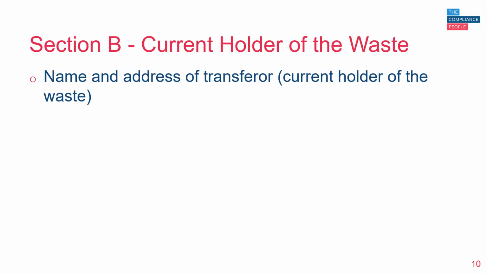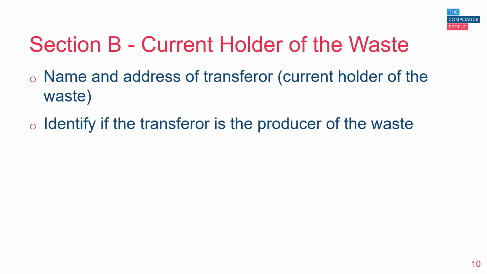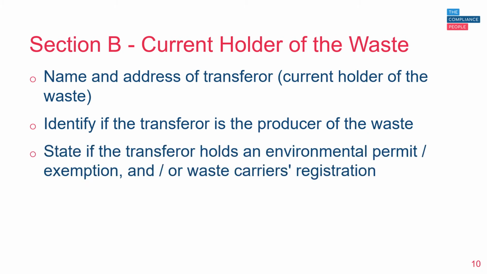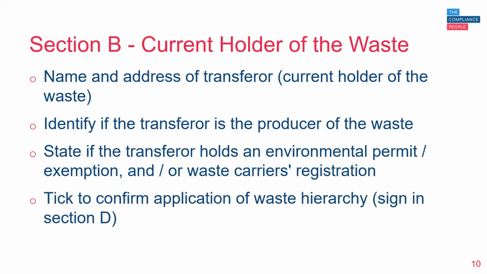So this section needs to have the name and address of the transferor on it. So the transferor is the current holder of the waste. You need to identify if the transferor is the producer of the waste, and state if they hold an environmental permit or exemption and or a waste carrier's registration. Also need to tick to confirm that the waste hierarchy has been applied and sign to this effect in section D later on. And also need to include the SIC code for the business premises that produced the waste.